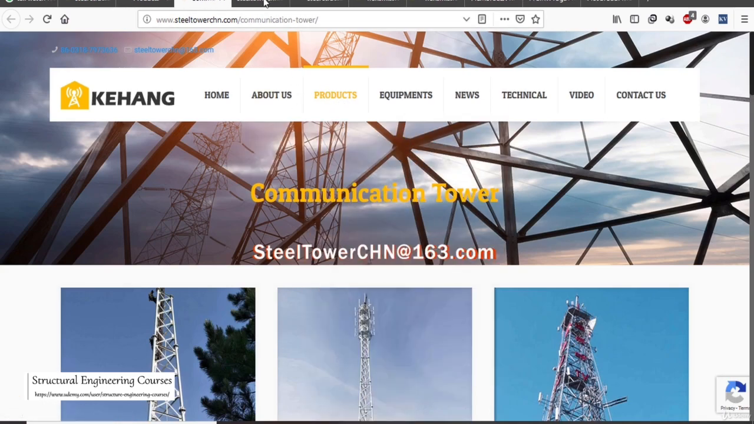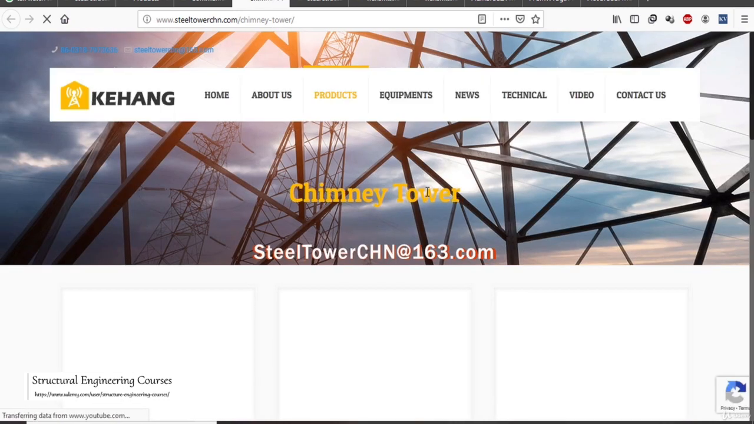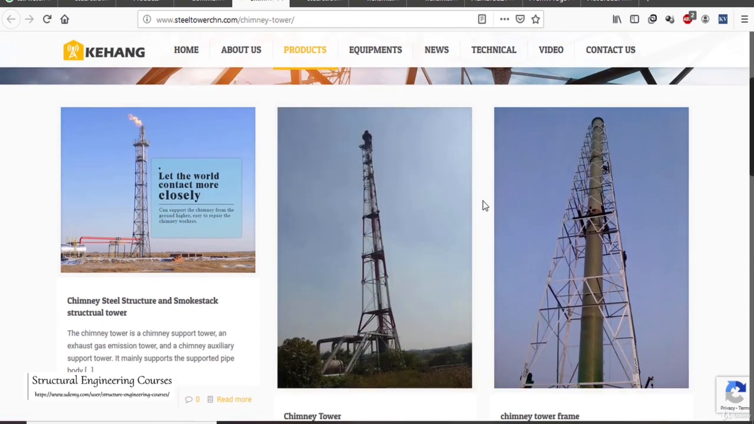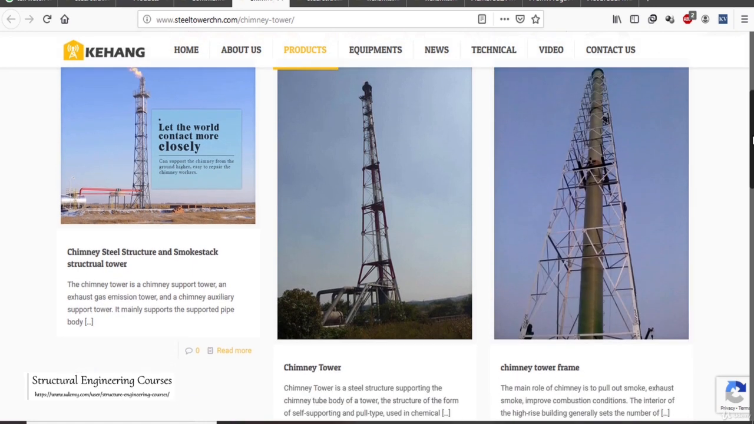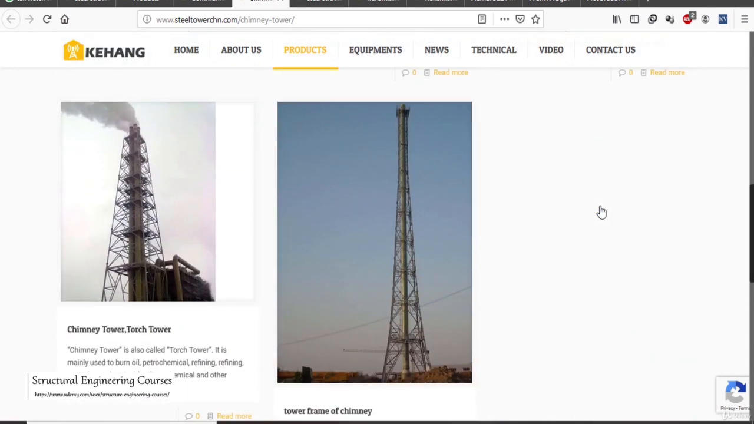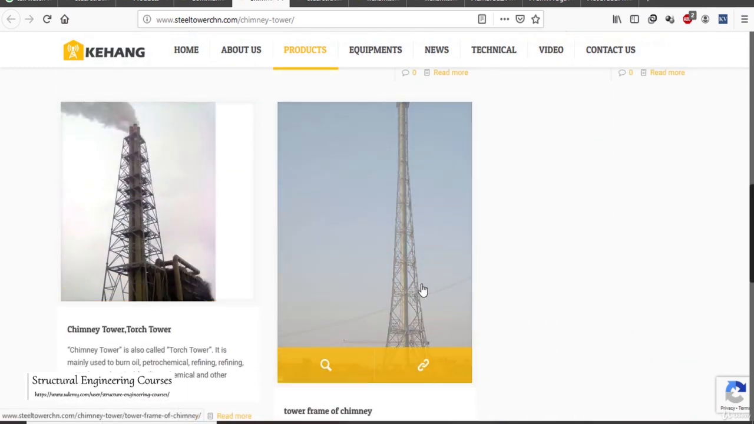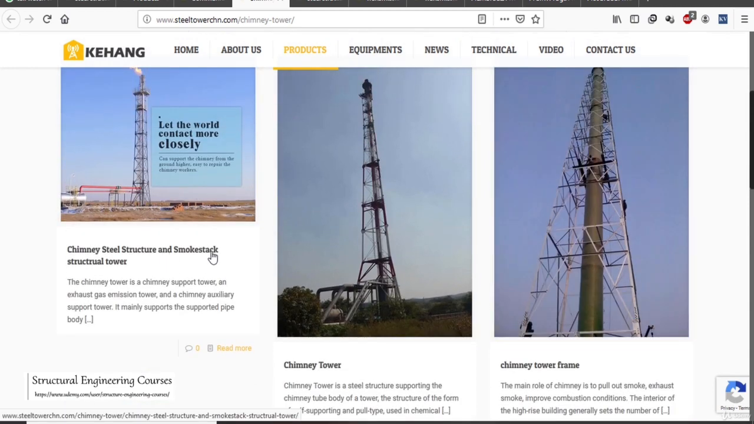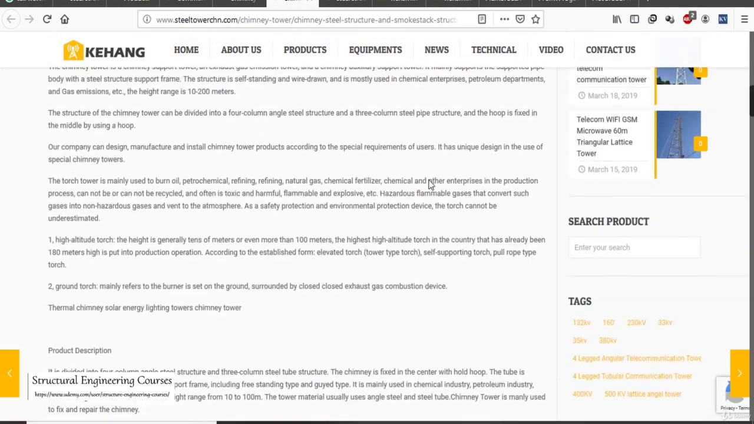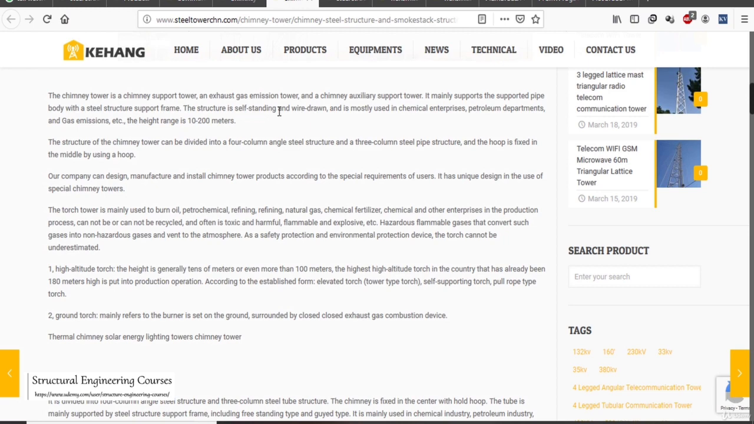After that, chimney tower. Chimney tower is also a very important concept, and if you are a practicing engineer, you may get almost one design of a steel stacking tower like this every month. So it is a very simple arrangement. We usually take these as angles here, that may also provide a lateral support to the chimney steel tower or structure. So this is also called a stacking structure, chimney stack. So here you can see that this is a smoke stack structural tower. Usually in the language of engineering, it is called a stack tower. So here we can see that they have explained that it mainly supports the pipe body with the steel structure support frame. The structure is self-standing and wire drawn.